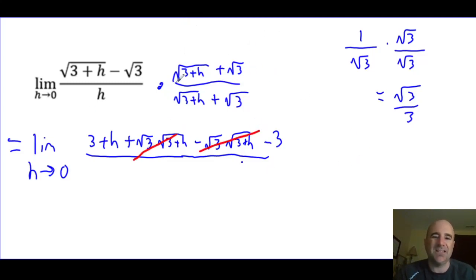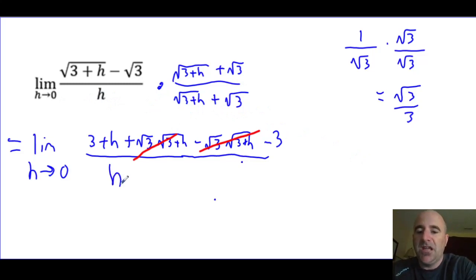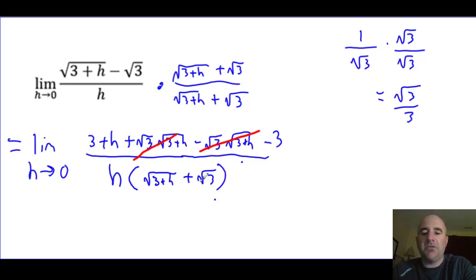It's kind of like a difference of squares. When you multiply x minus 3 times x plus 3, you get x squared minus 9. The minus 3x and the plus 3x cancel out. Now the denominator, I'm not even going to bother doing any multiplication. I'm just going to write h times root 3 plus h plus root 3. Now, why am I not bothering expanding that? Because just from doing enough of these, I realize I don't need to. It's going to work out.